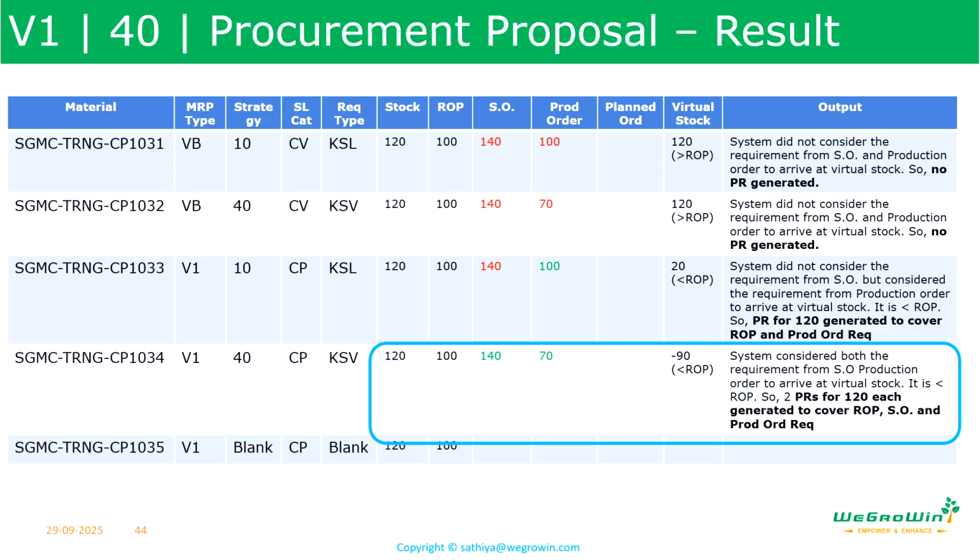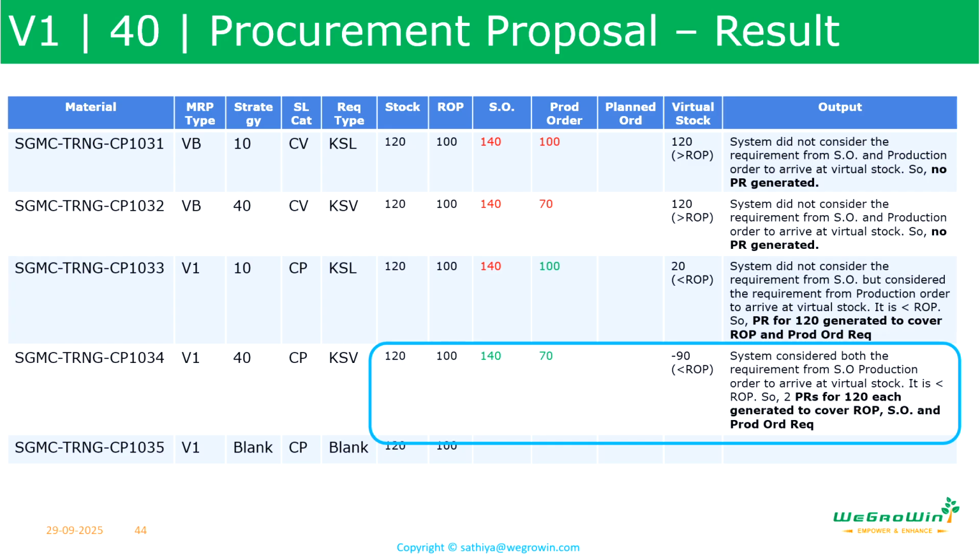See, for the material CP1034, strategy 40, MRP type V1, the stock is 120. The system has considered both the requirements from the sale order and the production order, that is 140 plus 70. Now the virtual stock is arrived at by deducting these 210 from stock 120, that is 120 minus 210, which is minus 90. This is less than ROP. Based on this, the system has triggered the procurement proposal. The procurement proposal is 240, that is 120 plus 120.